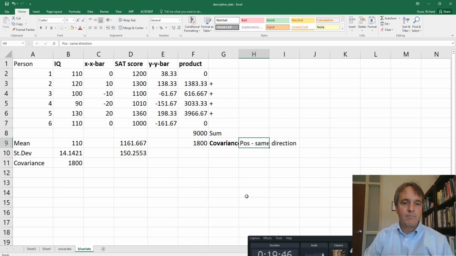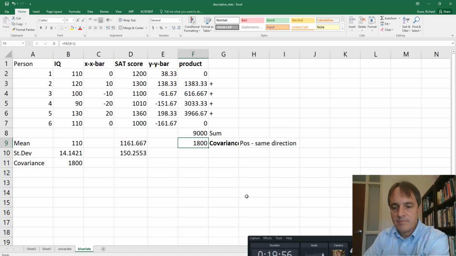It is not the case that when IQ goes up, SAT score goes down. When IQ goes up, SAT score goes up. But the magnitude of this doesn't really tell us much. 1800, we know that it's large, but we don't really have an idea of how large it is.